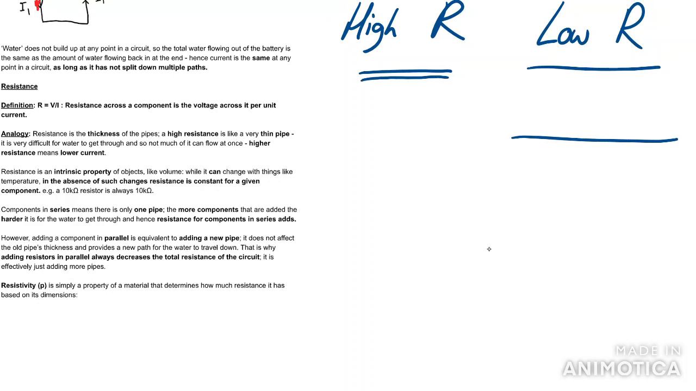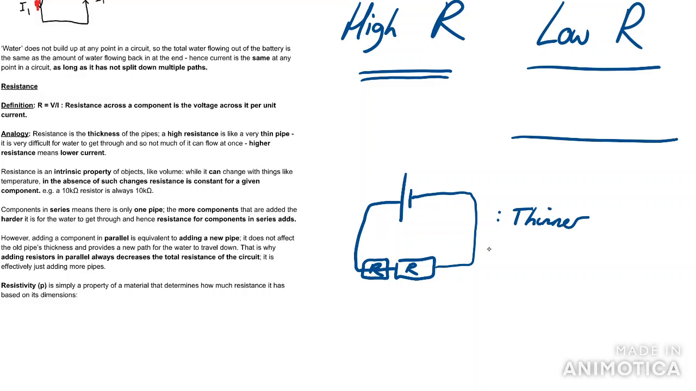For example, if I have a circuit like this with a resistor of resistance R, like that, then at the moment we have a pipe of a certain thickness. Now, if I choose to add another component in series like that, what have I done? I've added more resistance. In other words, I've made the pipe thinner. So current will fall. That should make sense.